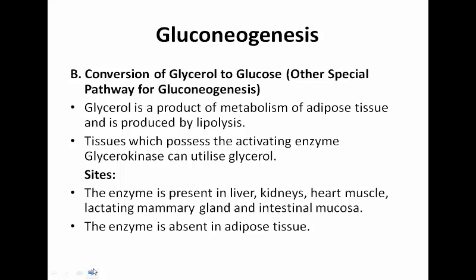Formation of glucose or glycogen is also possible by another special pathway, which is the conversion of glycerol to glucose, which can then form glycogen. This glycerol is the product of metabolism of adipose tissue, and it is produced by the process of lipolysis. So the tissues which have the enzyme glycerokinase can utilize this glycerol.